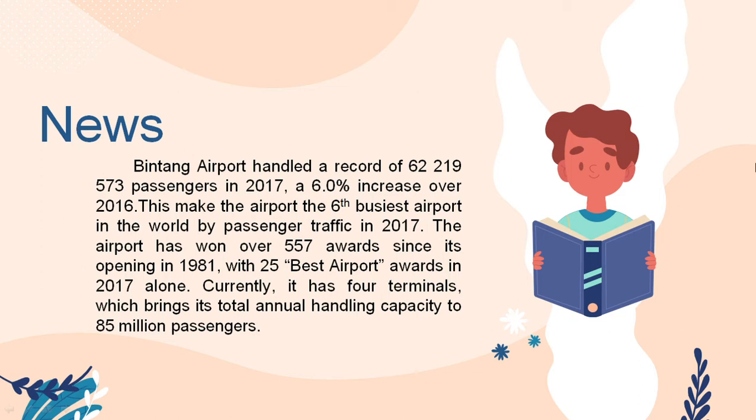The airport has won over 557 awards since its opening in 1981, with 25 Best Airport Awards in 2017 alone. Currently, it has 4 terminals, which brings its total annual handling capacity to 85 million passengers. So, from the article, can you find which ones are actual value, approximate value, or estimated value? How can you tell?